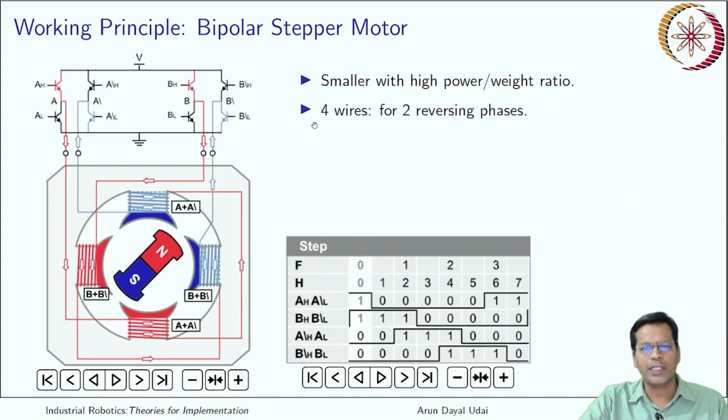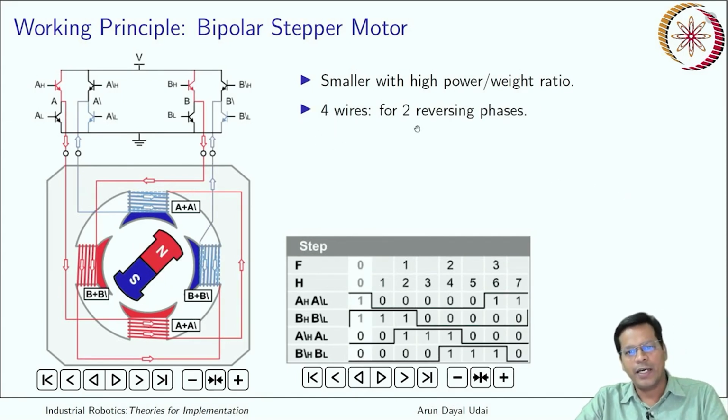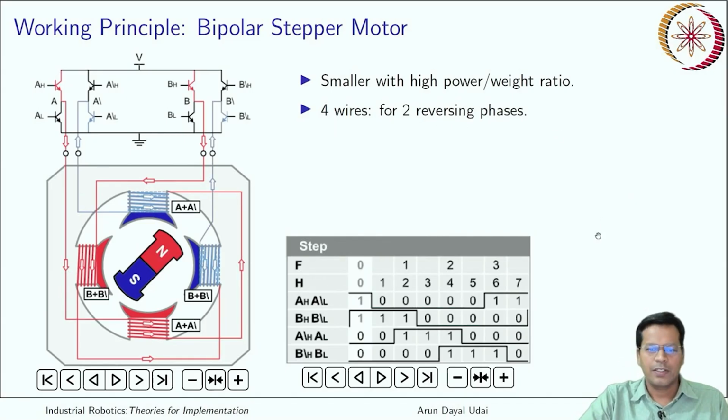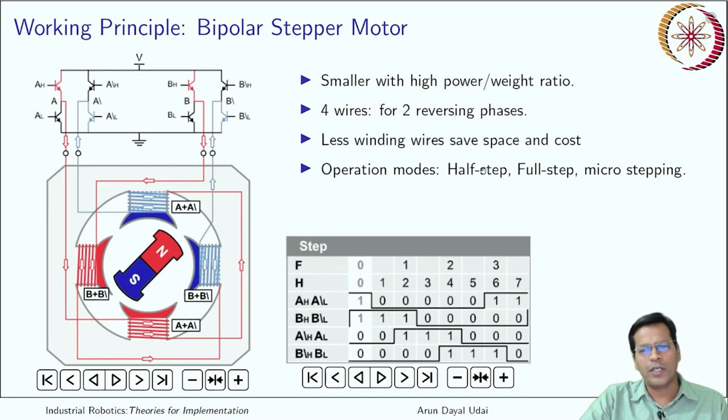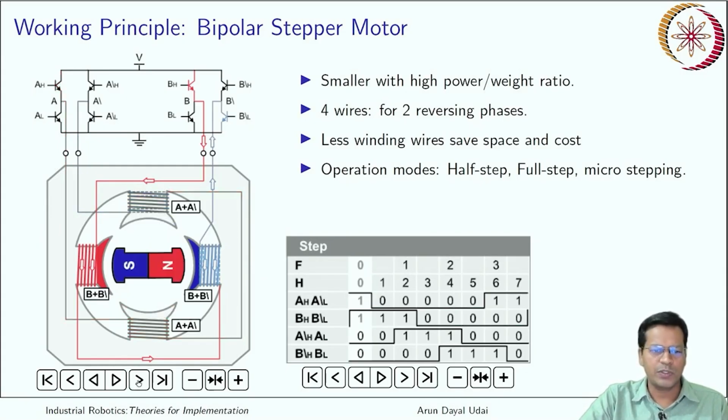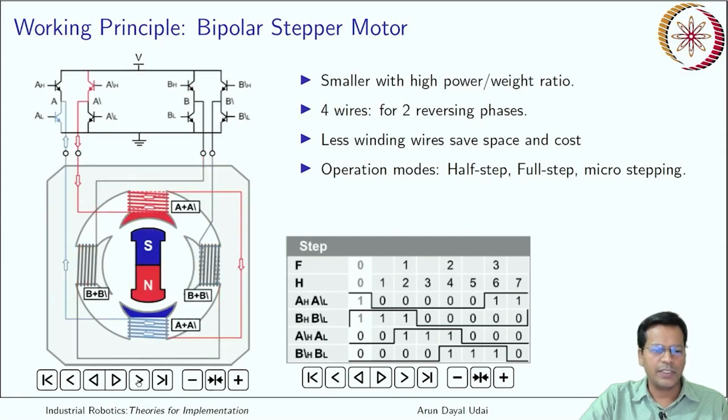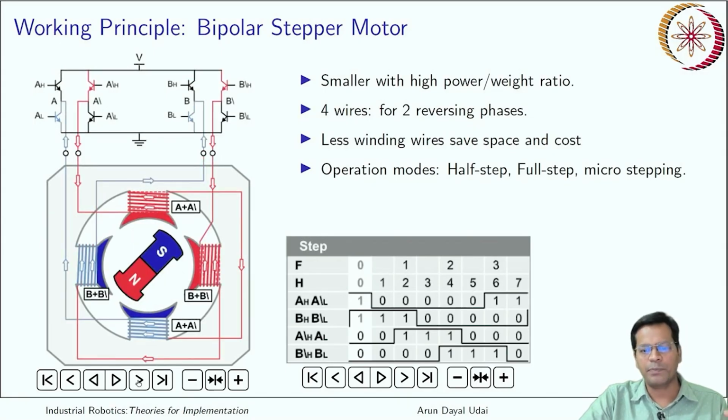Okay, so this motor has just 4 wires and 2 reversal phases, right, and less winding, so it saves space and cost. It can also run in half step, full step, or micro stepping. So you can just leave the single pole steps. This one you escape, you directly make it high. Okay, so this one is escaped, this one is there. So in 4 steps, four pole pairs are covered. That means it is full step.